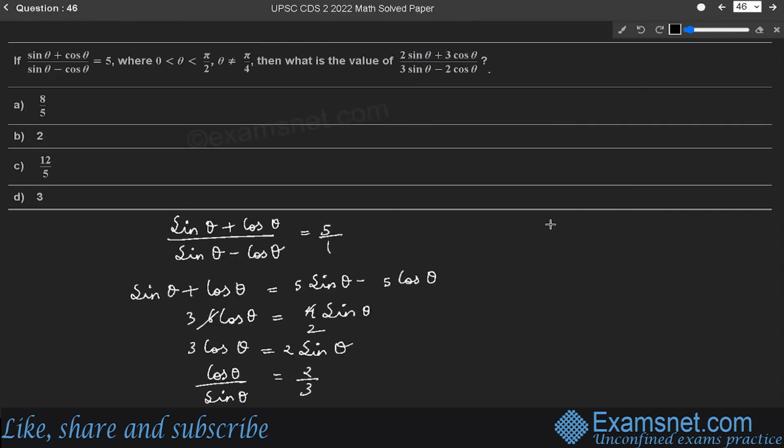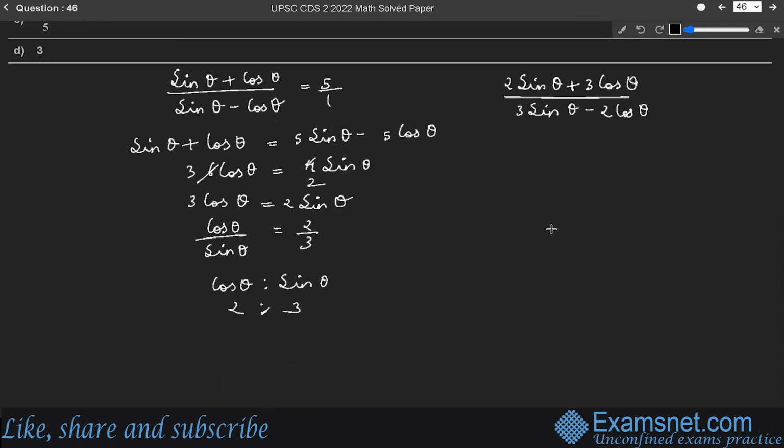Now let us see the term which we have to find here. The term is 2 sin theta plus 3 cos theta upon 3 sin theta minus 2 cos theta. We already know the value for cos theta and sin theta. Cos theta is 2 and sin theta is 3.